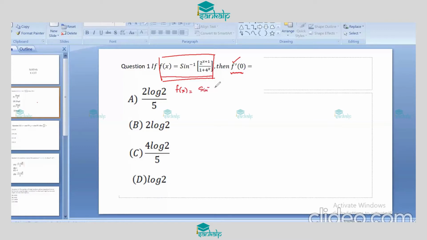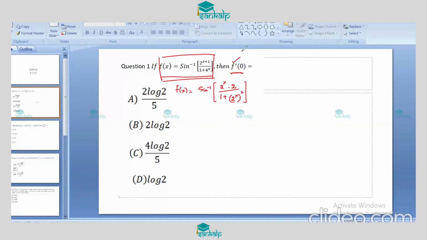I'll write sine inverse 2 power x plus 1. I will write 2 power x into 2 power 1. Denominator 1 plus 4 power x. I will write 2 power x whole square.